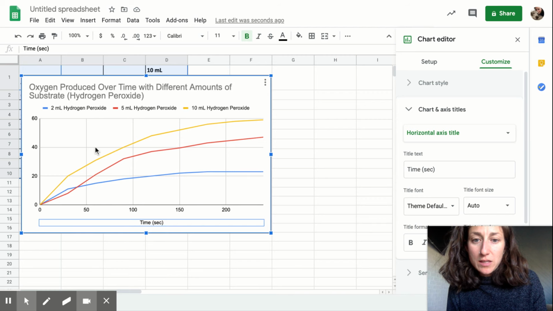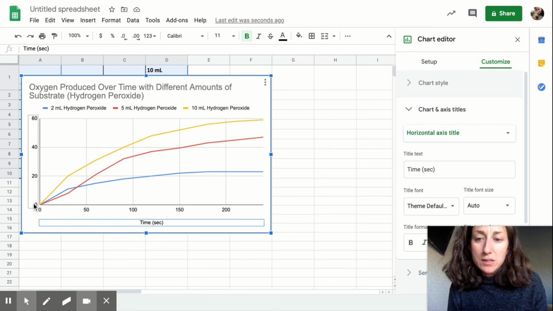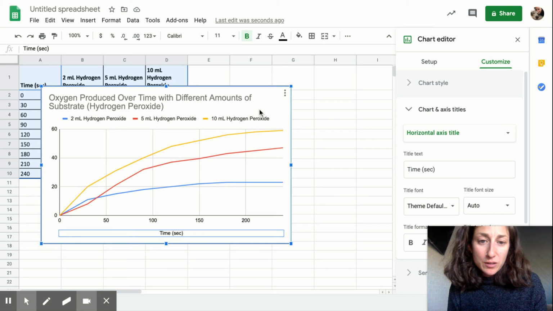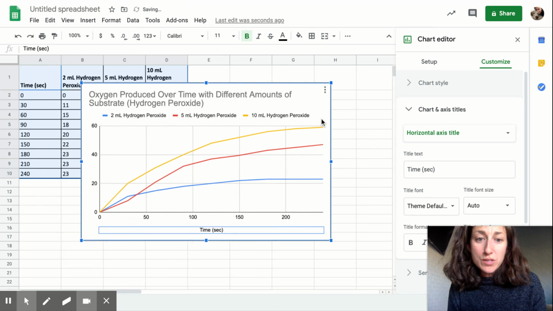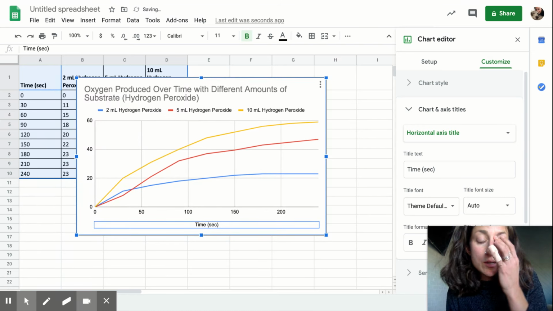So we have our time in seconds. Beautiful. The thing that I want to point out that is missing is this y-axis label. Okay, it gave me time, but it doesn't actually know what these are in milliliters, which is just our amount of oxygen produced.